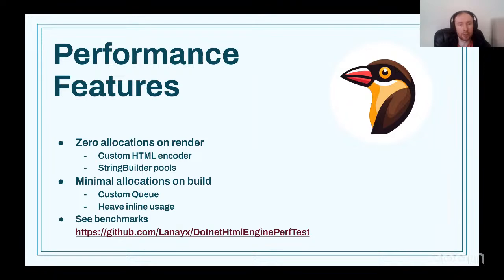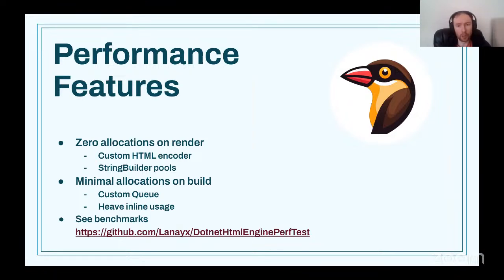Also, when you're rendering, Oxpecker will use string builder pools. It first renders to a string builder, and only then it will be rendered to output, and string builders will be reused. When you are building your elements, it also has minimal allocation because it uses some custom queue and heavy inline usage from the F# computation expression DSL.